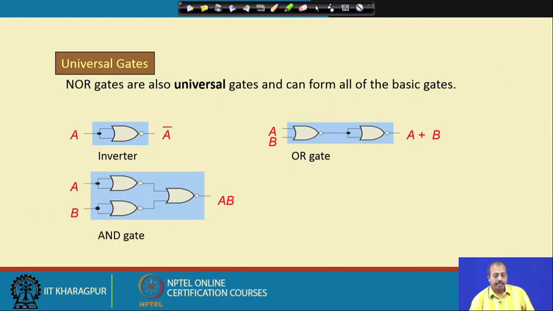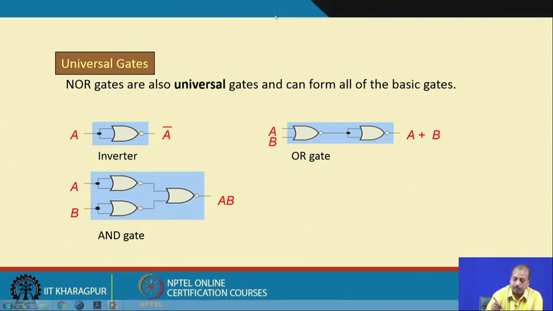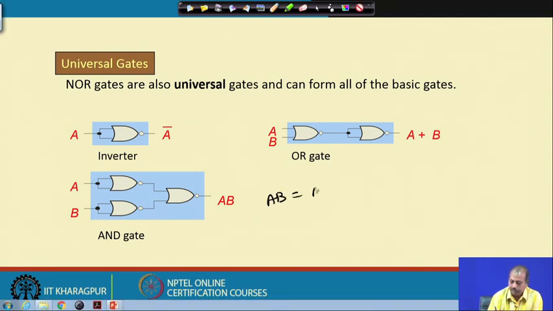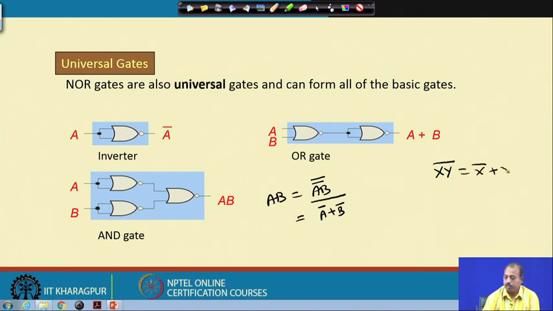If you are trying to get an AND gate, then it is slightly tricky. You have to apply De Morgan's theorem. Basically, A B can be written as A B double bar. So, this is A bar or B bar, whole bar. De Morgan's law was that x y bar equals x bar plus y bar, and I am just using that formula. I am writing A B bar as A bar plus B bar, and the upper bar remains as it is.